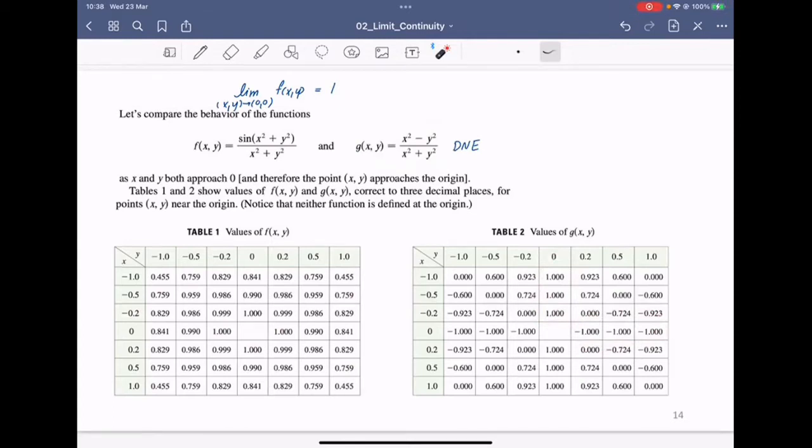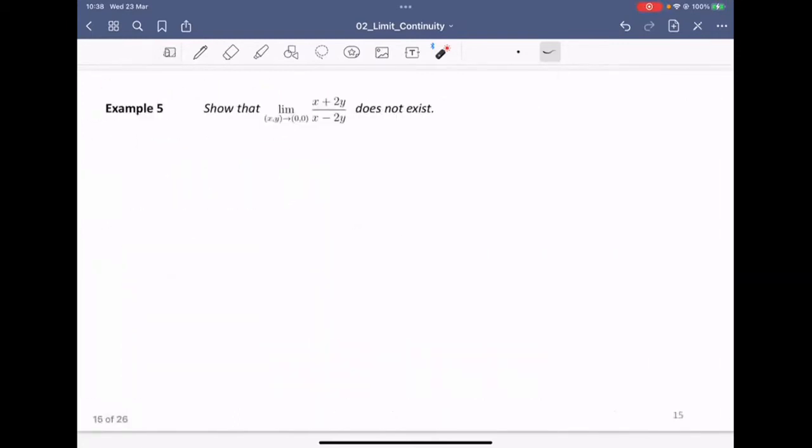Hopefully examples 5 and 6 are going to help you. Let's look at example 5 first together. We want to show that this given limit does not exist. When you see a question like this, it forces you to show that it does not exist, which means you pick two lines that give you different limits. So let's take a look at that.